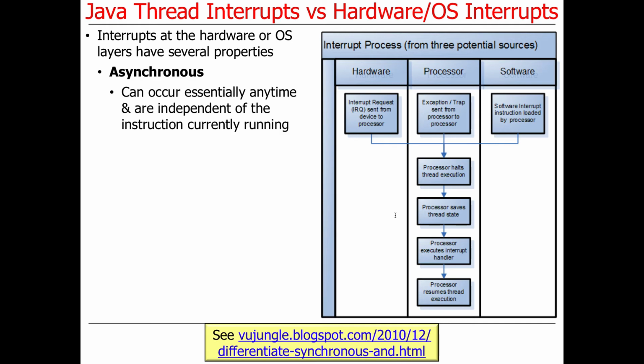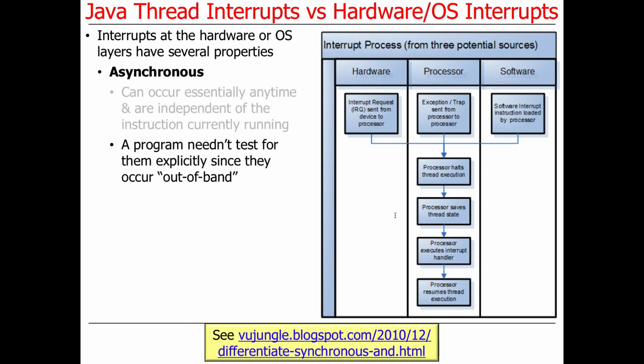And these types of interrupts, the hardware interrupts and the operating system interrupts, generally are asynchronous. What that means is they can occur at any point in time. Logically, there may be low-level points in time where interrupts are masked by the operating system or the hardware, but they can essentially occur asynchronously. And they're also typically independent of the instruction that's currently running. So the interrupt is occurring out of band as opposed to in band. So that's when an asynchronous interrupt occurs.